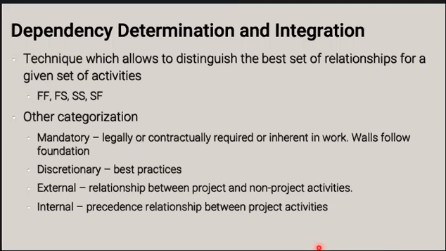So the four different relationships, or dependencies, for an activity could be essentially listed as mandatory external, mandatory internal, discretionary external, and discretionary internal.